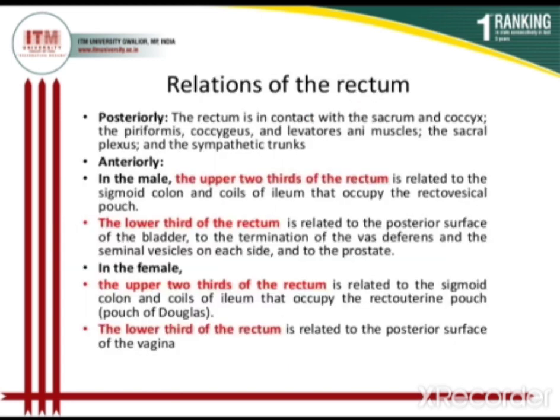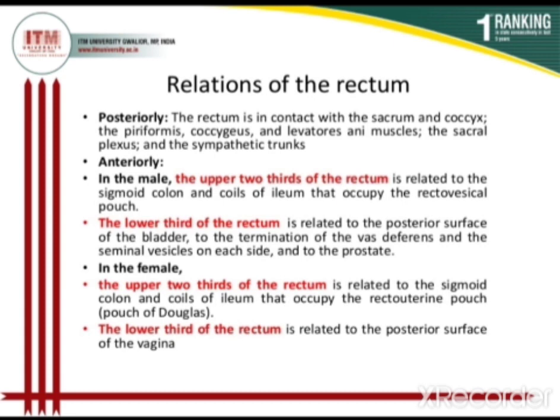Now the relations of the rectum. Posteriorly, the rectum is in contact with the sacrum and coccyx, the piriformis, coccygeus, and the levator ani muscles, the sacral plexus and the sympathetic trunks. Anteriorly in the male, the upper two thirds of the rectum is related to the sigmoid colon and coils of the ileum that occupy the rectovesical pouch. The lower third of the rectum is related to the posterior surface of the bladder, to the termination of the vas deferens and the seminal vesicles on each side, and to the prostate.